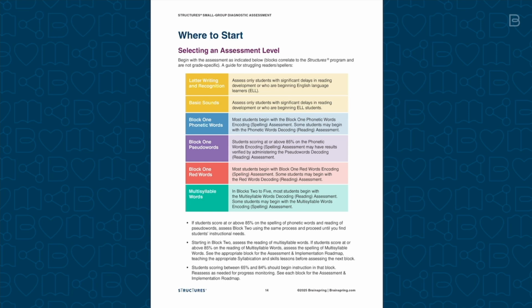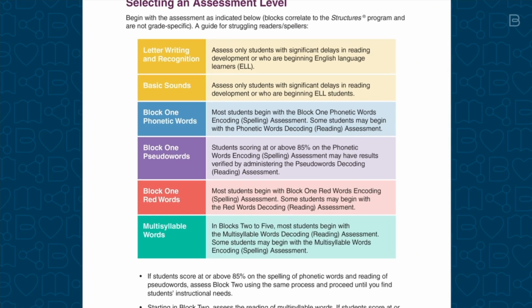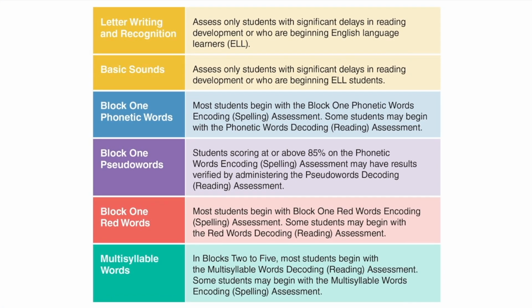The Where to Start page is on page 14 of both the Phonics First and Structures assessments. And again, in greater detail in Phonics First, page 15 looks at those reader phases and how those impact where to begin assessing. So this would be where to begin for a developing reader. You would start with your phonetic one, or your block one phonetic words. Your letter writing and recognition and basic sounds is where you would start with your beginning and intermediate ELL students or students with significant delays in reading development.